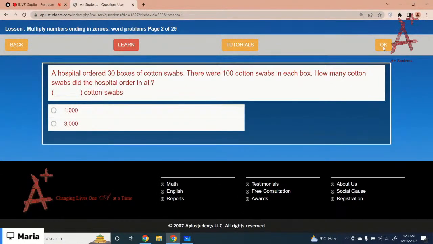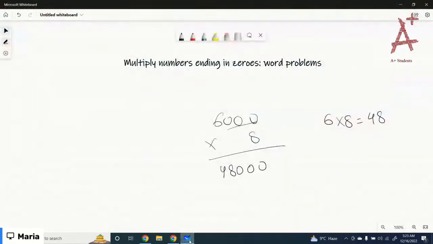Okay. A hospital ordered 30 boxes of cotton swabs. There are 100 cotton swabs in each box. How many cotton swabs did the hospital order in all? So you have to do 30 times 100. Got it?